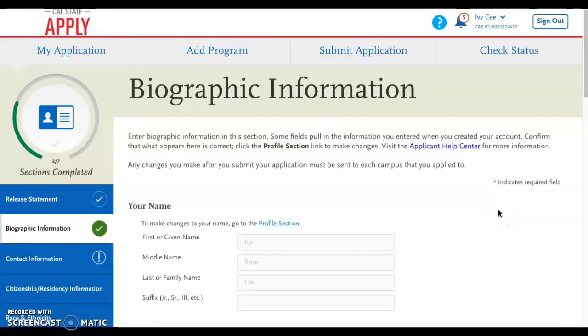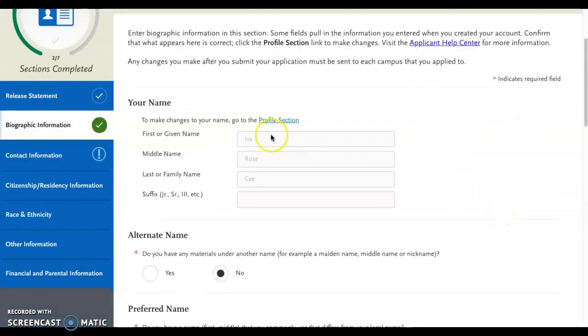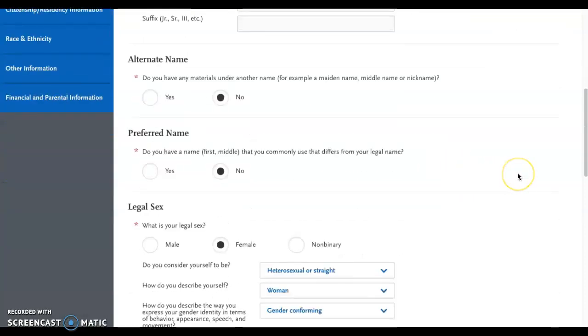The next screen is the biographic information. Here, you'll notice that some of the information is already pre-populated based on the information you included in the profile section. If for any reason this information has changed, make sure to click on the profile section link here to make those changes. You also want to indicate whether or not you have been known by any other name or if you have a preferred name.